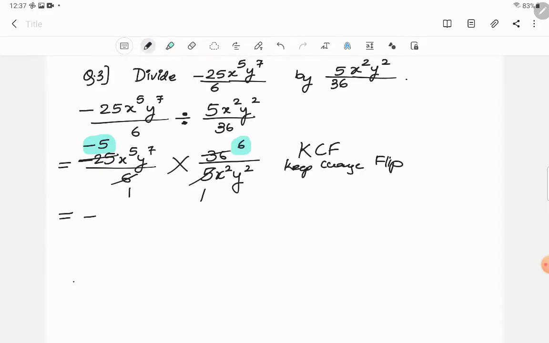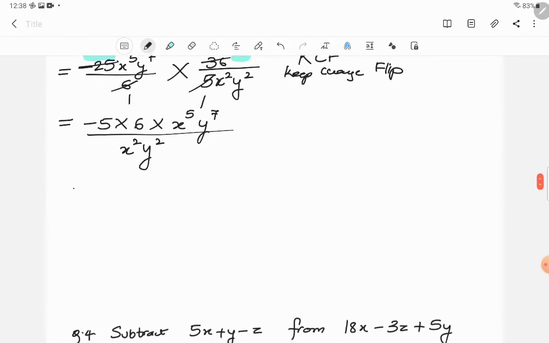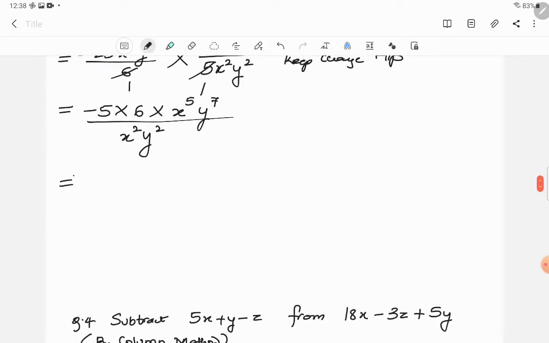So let's quickly write that minus 5 into 6. It's time to place our variables properly. So x to the power 5, y to the power 7 divided by x to the power 2 and y to the power 2. If you wish, you can do the expansion way here because we have space as well as a smaller number of variables. So I'm doing it by expansions.